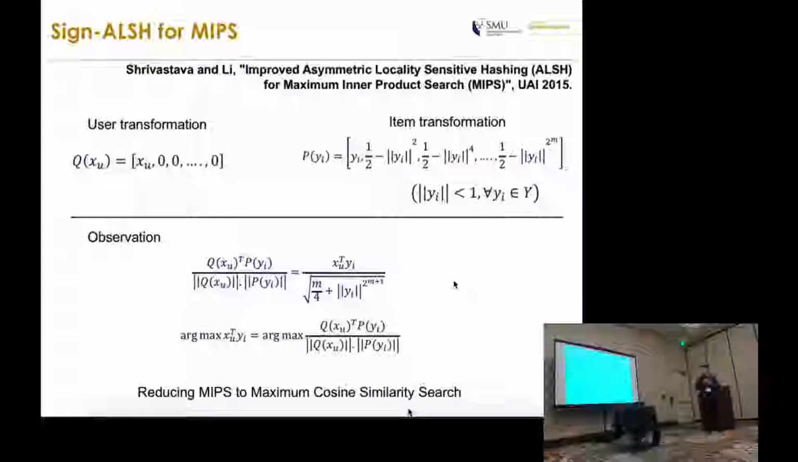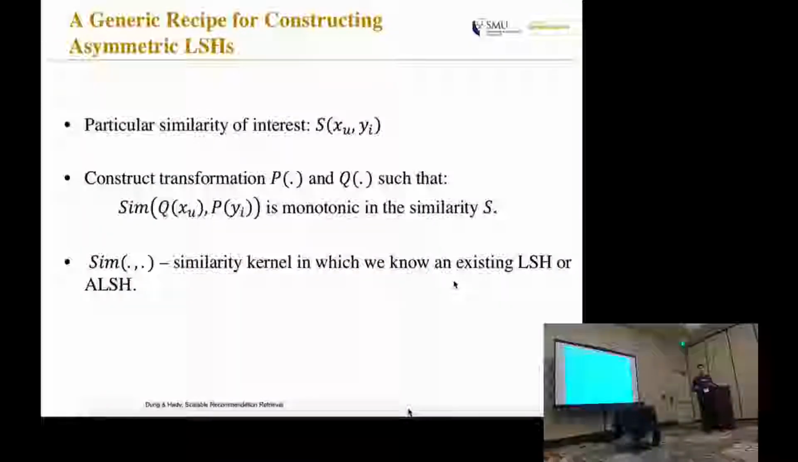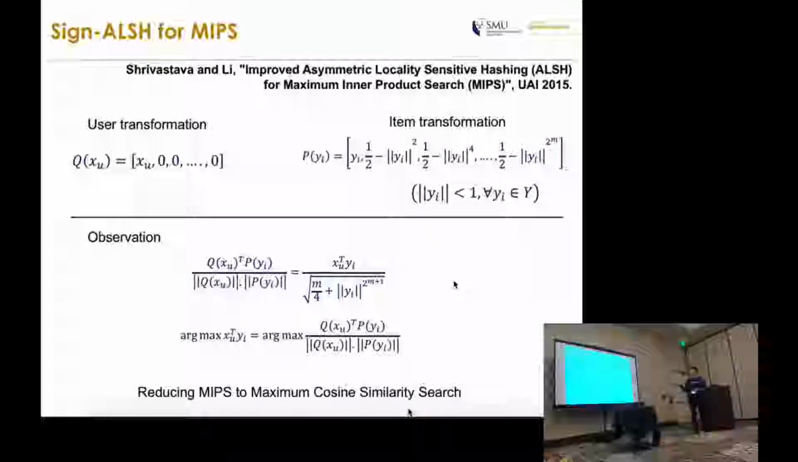All right. So based on this generic recipe, the same authors propose another transformation scheme that tries to reduce maximum inner product search to maximum cosine similarity search. Basically the idea is that they also augment the original user vector and item vectors into a higher dimension space, in which maximum inner product search of the original vectors becomes maximum cosine similarity search for the augmented vectors.